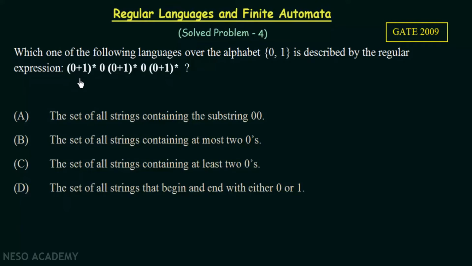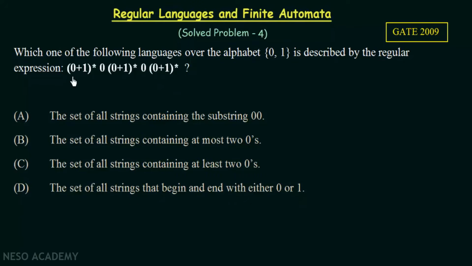So the regular expression is (0+1)*0(0+1)*0(0+1)*. And the options that we have are, the first option is the set of all strings containing the substring 00, the second option is the set of all strings containing at most 2 zeros, the third option is the set of all strings containing at least 2 zeros, and the fourth option is the set of all strings that begin and end with either 0 or 1.